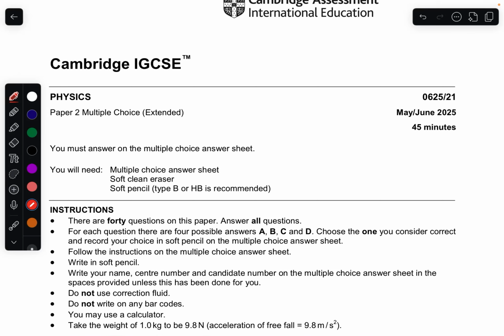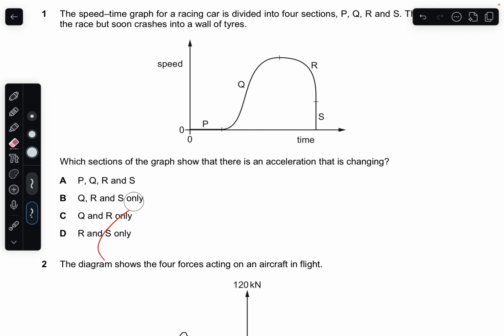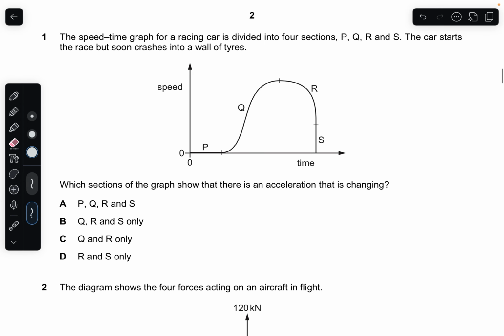In this class, we are going to solve the past paper of May 2025, variant 2-1, and it's paper 2. Starting with the first question, the speed time graph for a racing car is divided into four sections P, Q, R, and S. The car starts the race but soon crashes into a wall of tires. You have to tell which section of the graph shows that there is an acceleration that is changing.